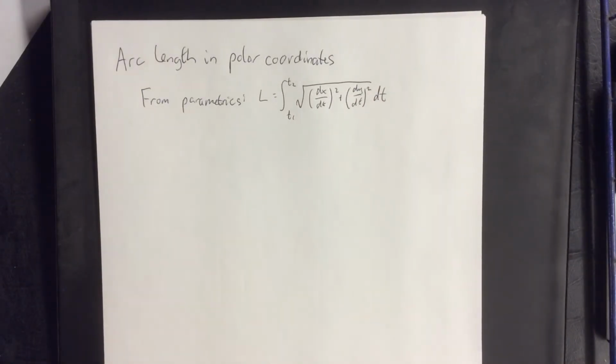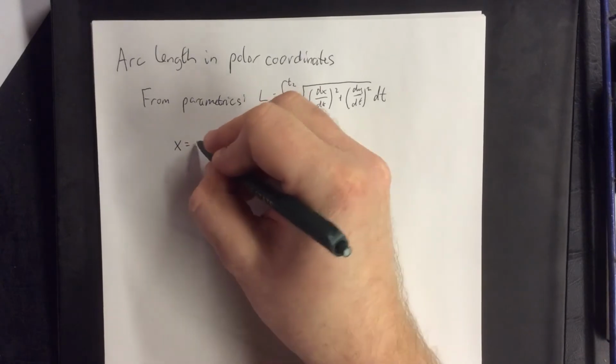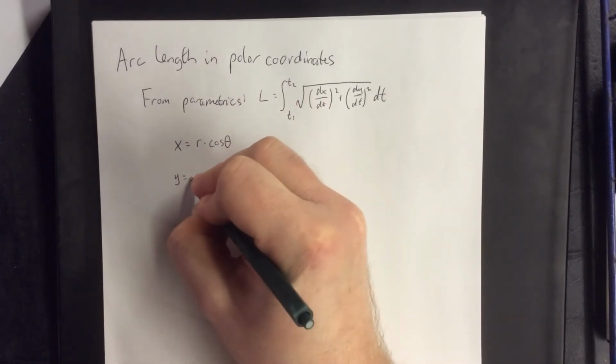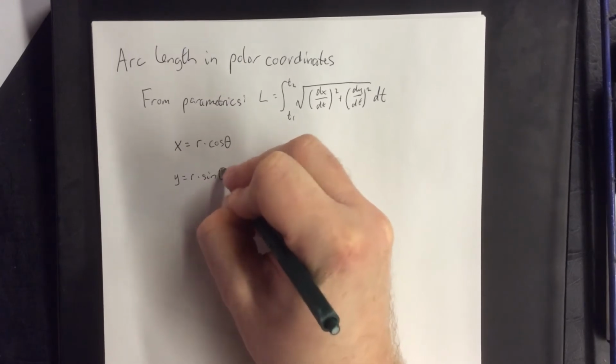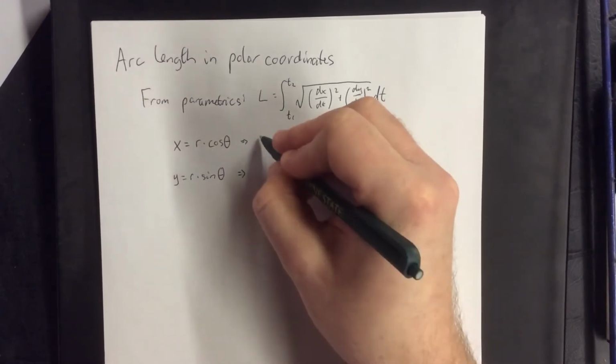Now, in polar coordinates, if we're going to parameterize in terms of a variable, the variable that we're going to use is going to be theta. So keep in mind that if x is equal to r times the cosine of theta and y is equal to r times the sine of theta, in a previous video we differentiated both of these things with respect to theta.